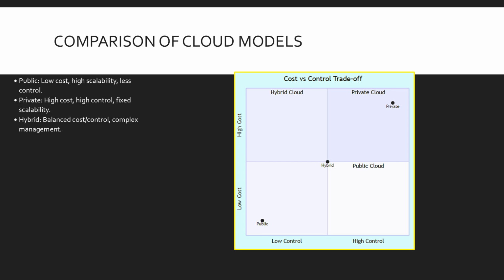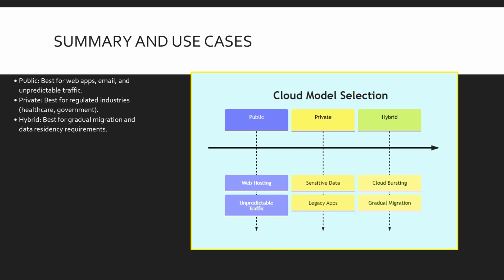This quadrant chart visually compares the definitions. On the x-axis, we have control. On the y-axis, cost. Public cloud is in the bottom left, representing low cost and lower control. Private cloud is in the top right, representing high cost and high control. Hybrid cloud is positioned in the center, visually defining it as the intermediate option that balances the characteristics of the other two.